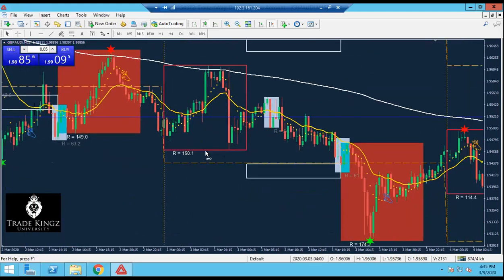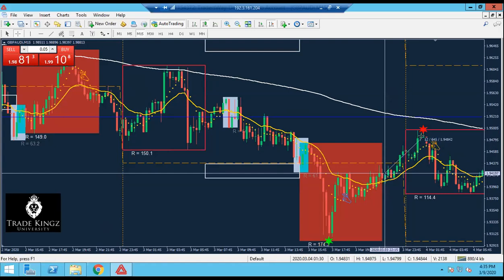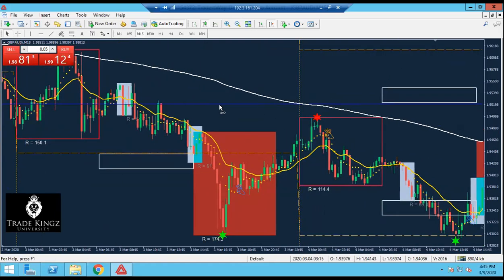Okay. We didn't get the star here anywhere. We got it here in New York. I guess it opened above and closed above the 18 here. It did go up a little bit. You could have got some pips there. 60-something pips.